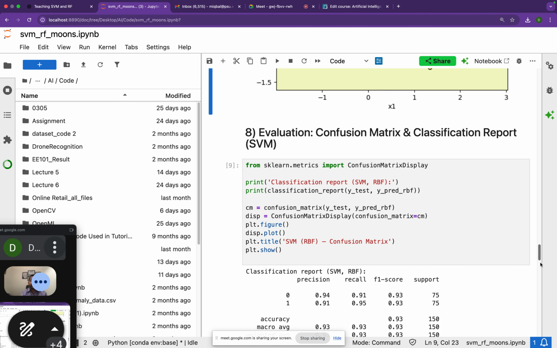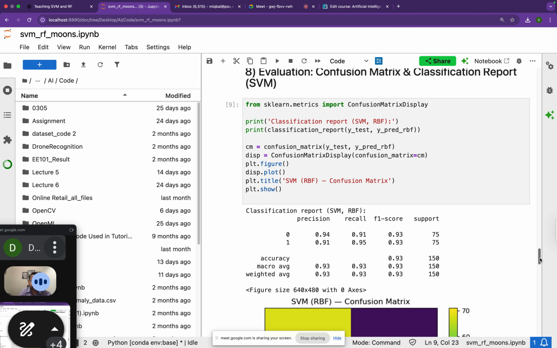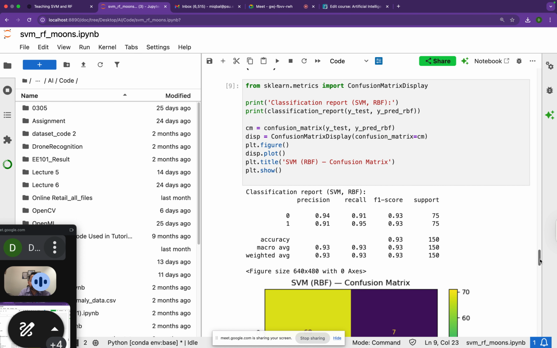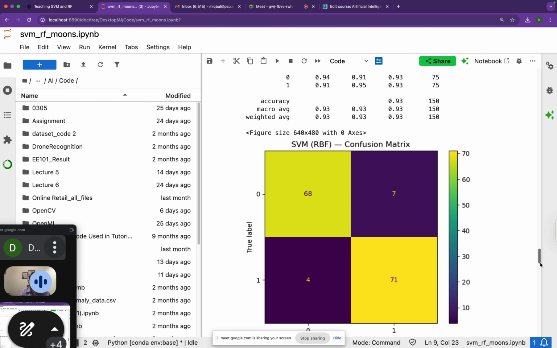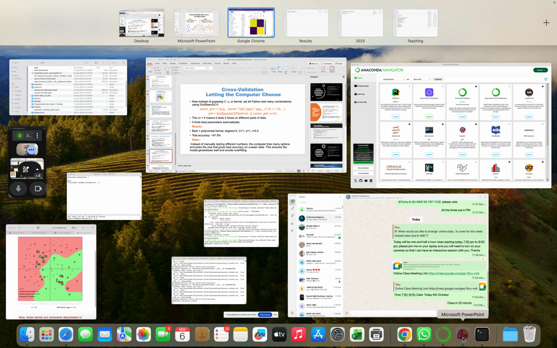Then we do the confusion matrix on SVM, and in the same way there are two classes, 0 and 1, right? We can calculate the precision, recall and all that, and we can draw the proper confusion matrix here. We can come back to the discussion on this later, but let's finish what we started first, all right?